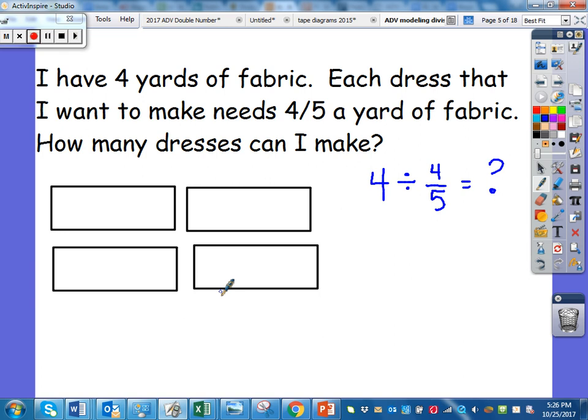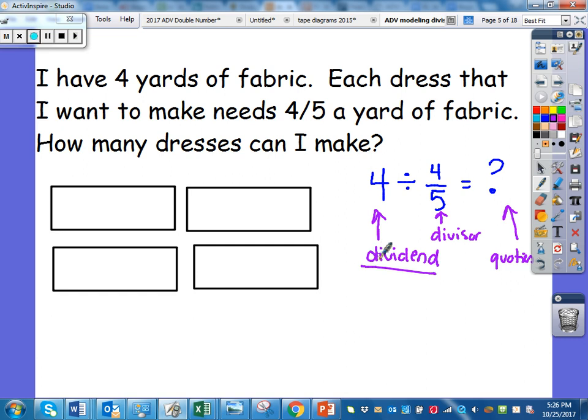The first step, when you model dividing a fraction, is to represent the dividend. Remember that the first number is called your dividend, the second number is your divisor, and your answer is called a quotient. So I need to represent 4.